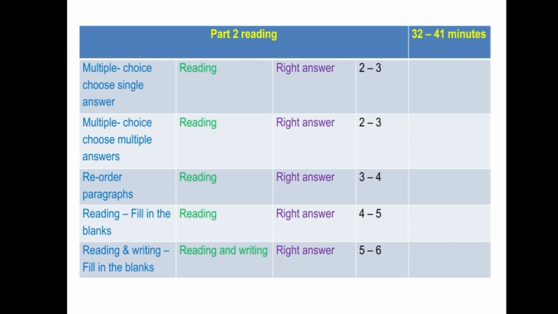As we move toward the next item, you will face reading multiple choice, choose multiple answers. Again, only reading skill is assessed here. For each correct answer, you are given marks. But remember, there is negative marking. If you have one wrong answer and one right answer, then you will get nothing. You will get only 0. The item number will be 2 to 3 for this.